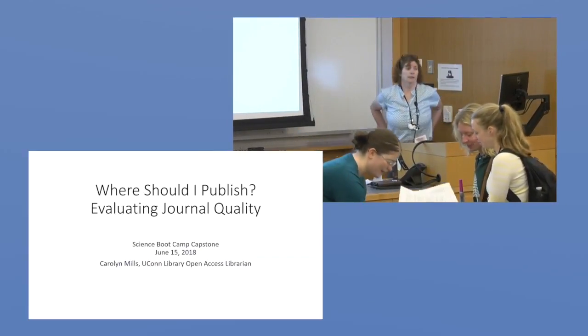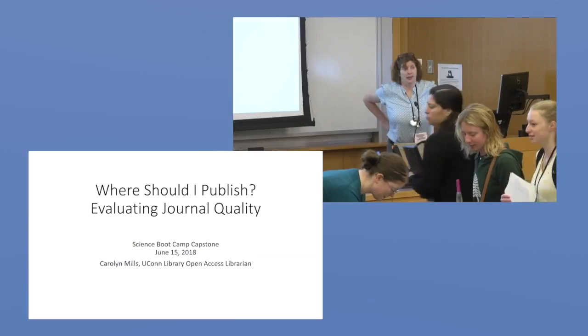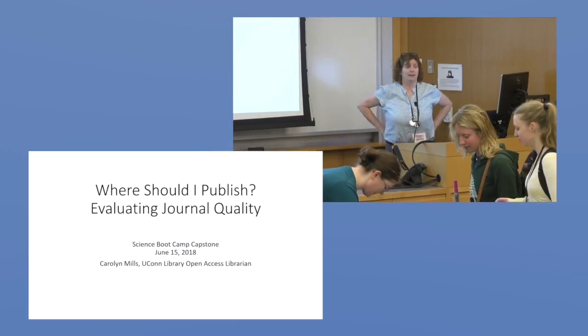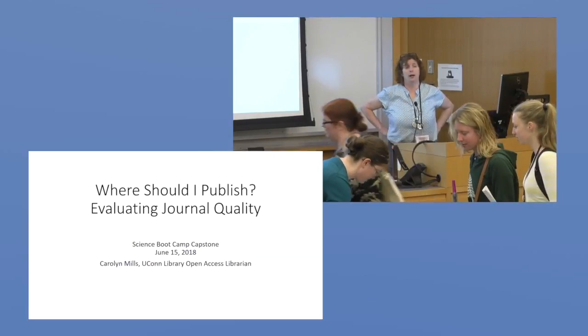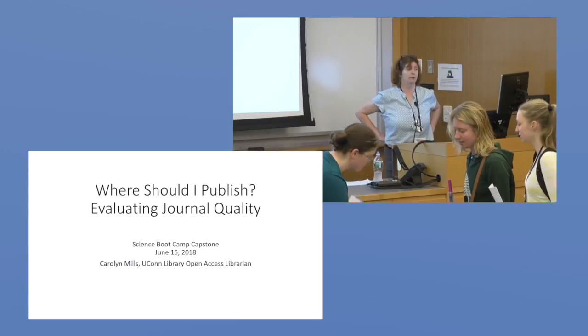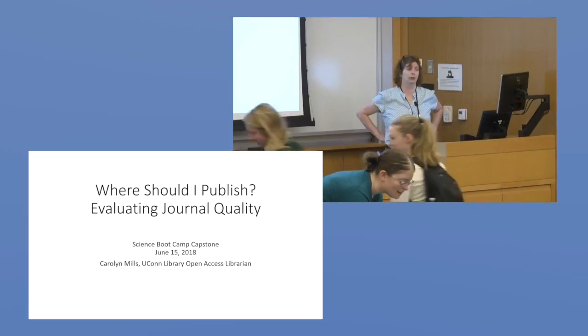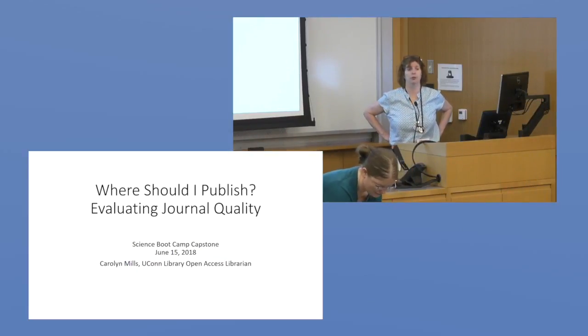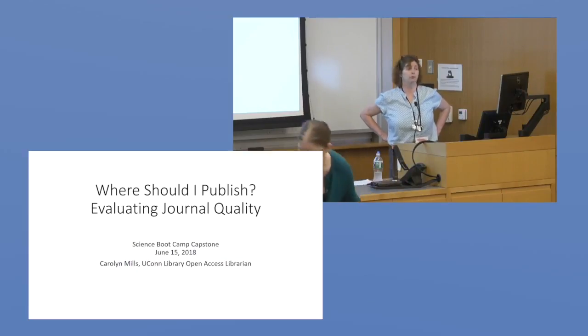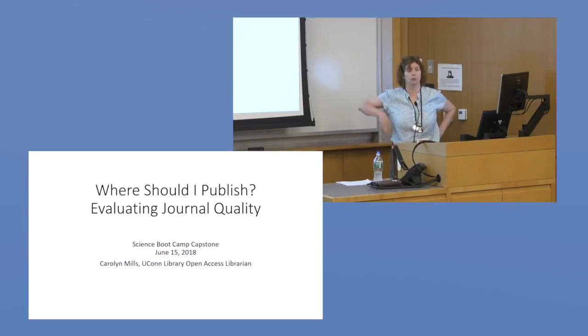So I am Carolyn Mills. I am a science librarian, but I'm also open access and author rights librarian at UConn. We have a number of different functional roles. I don't do all scholarly communication. We also have someone who does the IRs, 2 people who do data, and 1 person who does digital scholarship. So we have lots of different ScholComm areas, but I do open access.